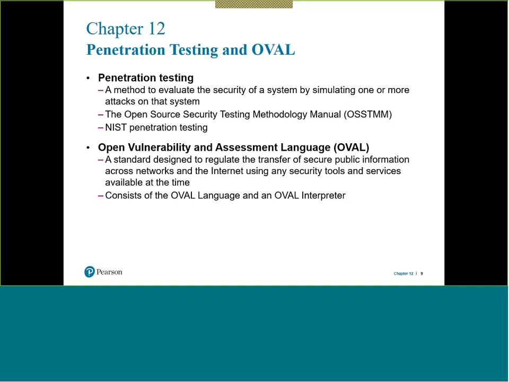Because there are lots of different types of assessments that happen, we have something called OVAL. It's the Open Vulnerability and Assessment Language. And this is a standard to regulate the transfer of public information across networks. You can look up OVAL on the internet. OVAL is its own language, but there are pieces of this like known vulnerability analysis.